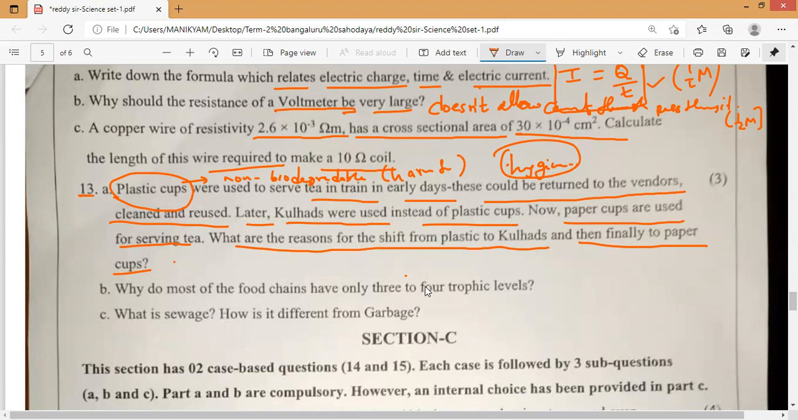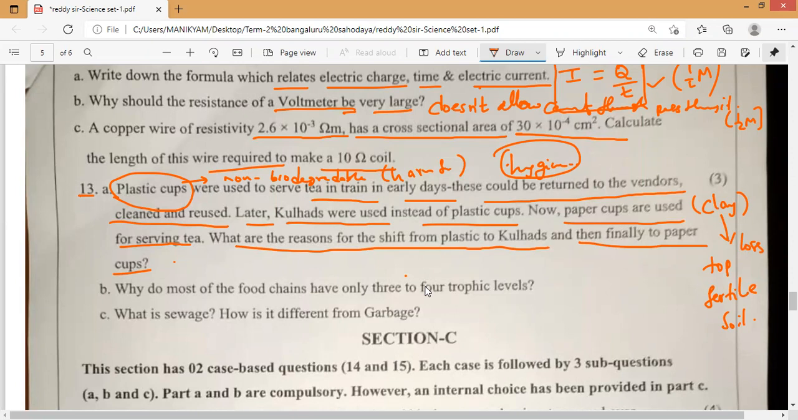Now kuldas, what is happening? Kuldas are made of clay. Made of clay on a large scale, it results in loss of top fertile soil. Yes or no, guys? We are going to lose top fertile soil because of the huge number of kuldas we have to manufacture every day. So that is the reason for shifting from kuldas to paper cups.